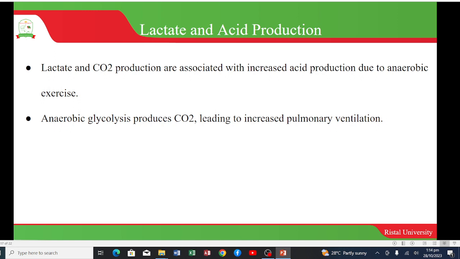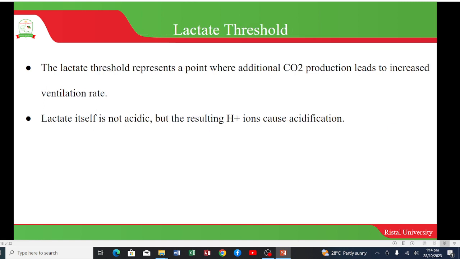Lactate and lactic acid production. Lactate and carbon dioxide production are both associated with increased acid production due to anaerobic exercise. Anaerobic glycolysis produces carbon dioxide, which leads to increased pulmonary ventilation. The lactate threshold will represent a point where the additional carbon dioxide production leads to increased ventilation rate. And the lactate itself is not acidic, but the resulting hydrogen ions are the ones that cause acidity.